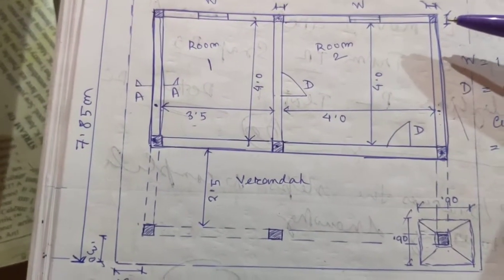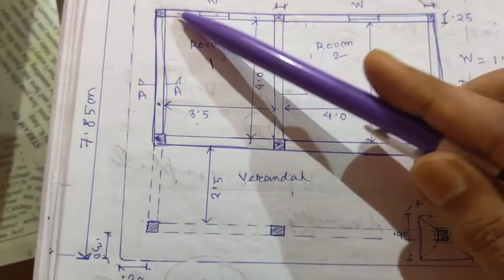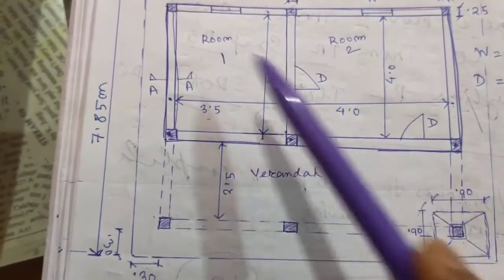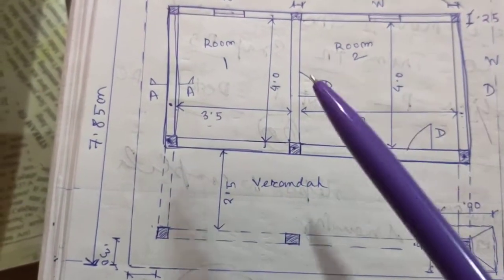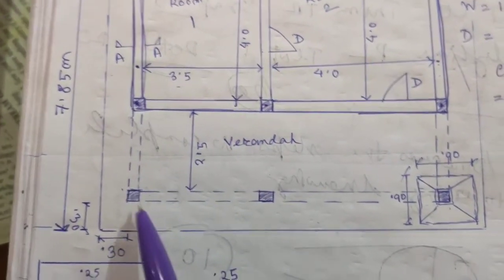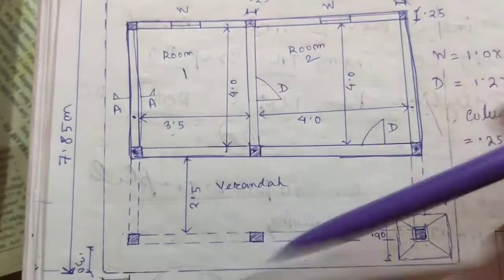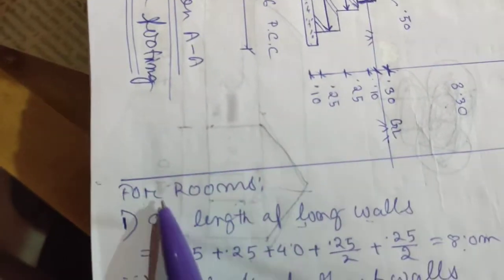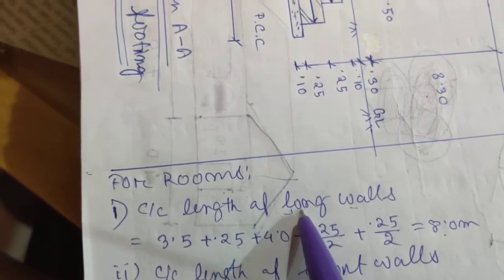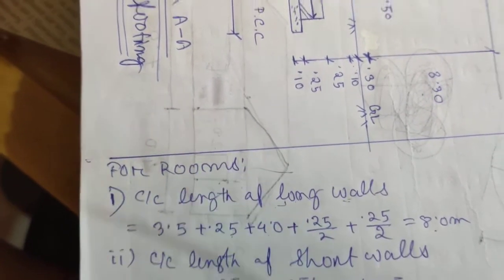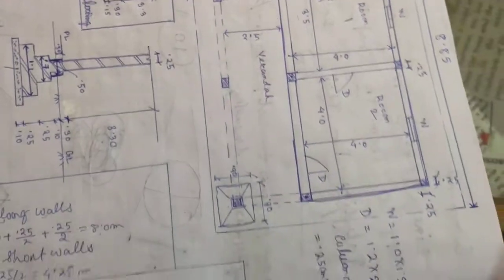So as we can see in this drawing, there are 3 short walls and 2 long walls in case of the rooms. And for the veranda, there are 2 short walls and 1 long wall. So we need to find out the center to center length of these walls separately. Okay. So first of all, let us come to the rooms, center to center length of the long walls. Let us try and find out the center to center length of the long walls for the rooms. So let us go to the drawing.